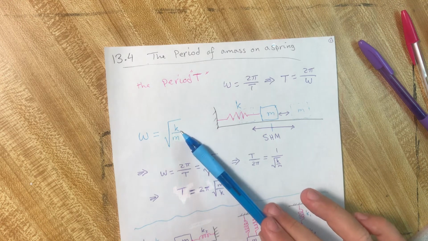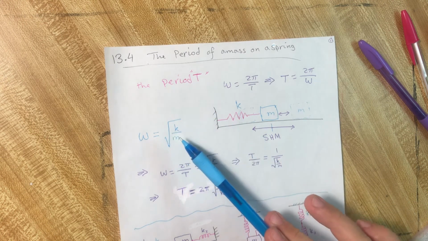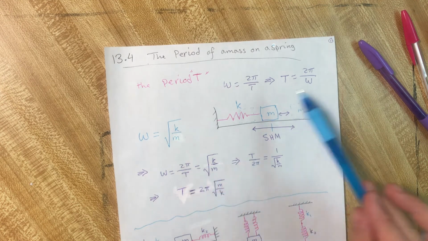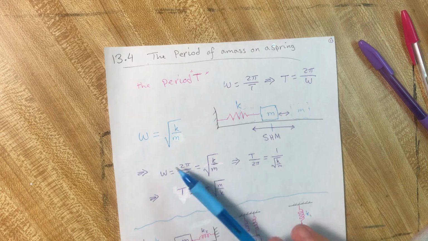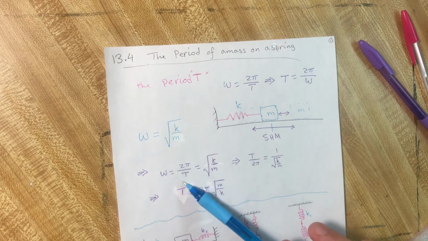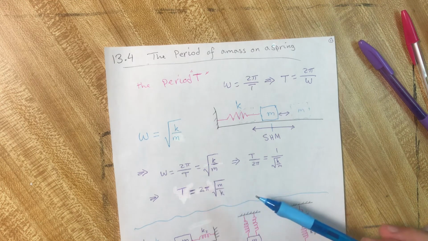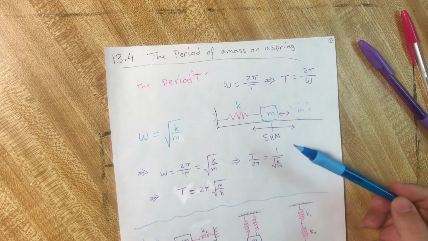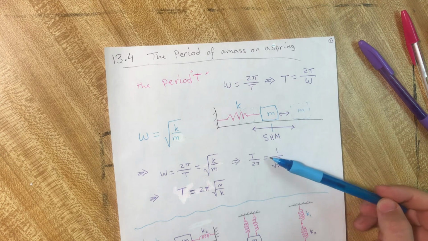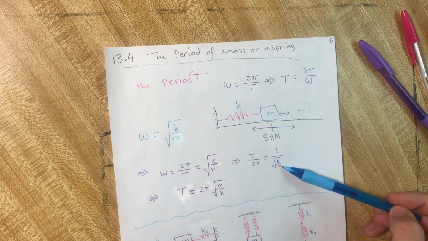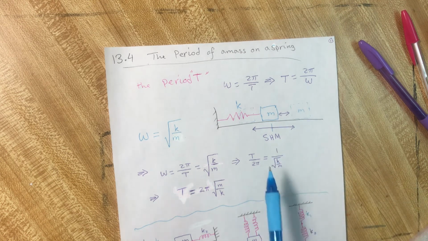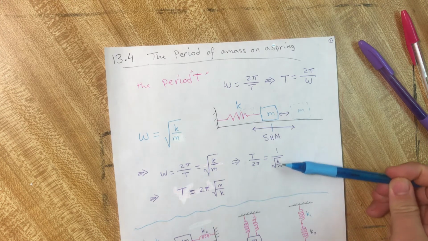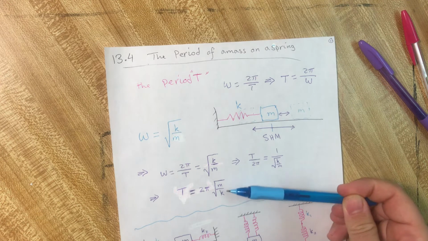If K is big, then omega will be big. If M is big, then omega will be small. So we just need to put this omega here. Omega is equal to 2 pi over T, which is equal to the root of K over M. Take the inverse, then T over 2 pi is equal to 1 over the root of K over M. Reorder it, then T is equal to 2 pi, and we can take the inverse of this, which will be the root of M over K.